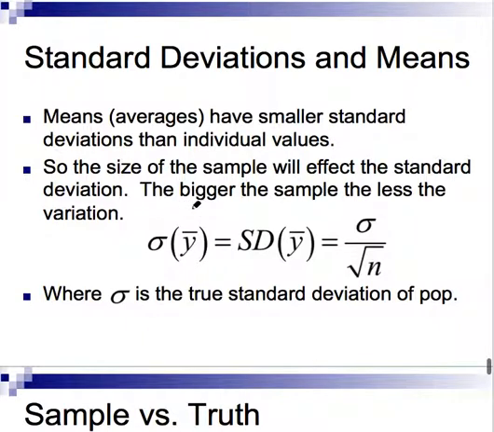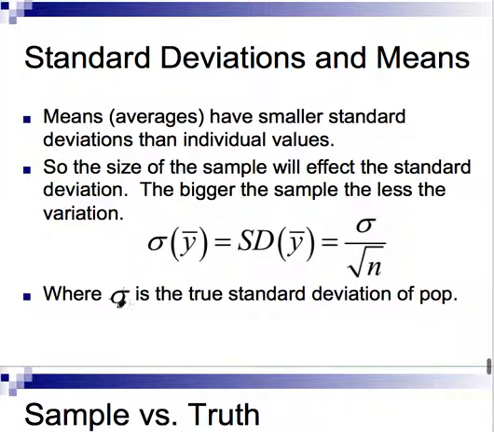Okay, so this goes back to the central limit theorem. The bigger the sample, the less the variation. So towards the end of the year, you will be designing an experiment. And this is important to keep in mind, that the bigger the sample we take, the less of the variation.